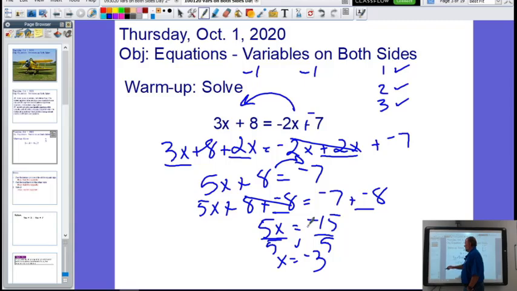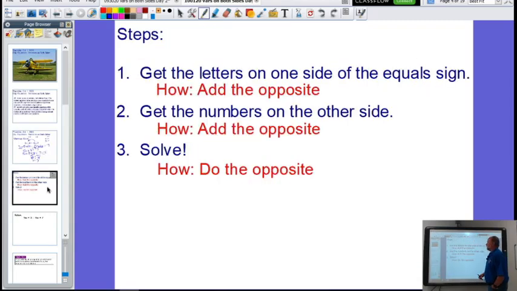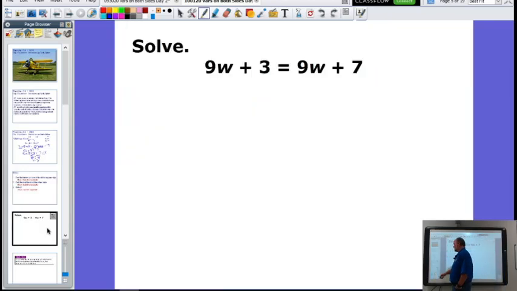So again, we've got three basic steps that we follow. Get the letters on one side, get the numbers on the other, and for both of those we add the opposite, and then last but not least we solve. So today we're going to look at some strange things that go on in these equations. So what I'd like for you to do is write this equation down and solve it.